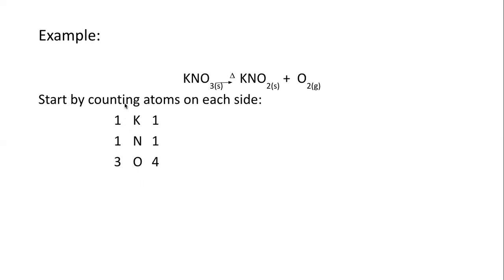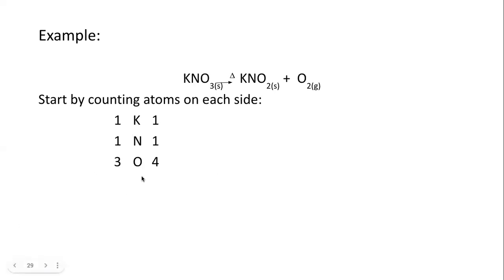And then we have the numbers on the reactant side to the left, and the number on the product side to the right. So on the reactant side, we have one potassium, one nitrogen, and three oxygen. And that's indicated here by the three. That is the formula of this molecule. On the product side, we have one potassium, one nitrogen, and four oxygen.